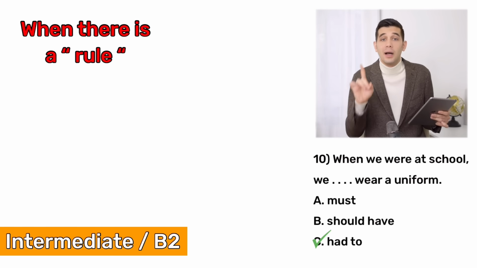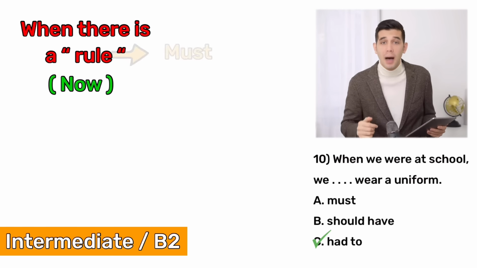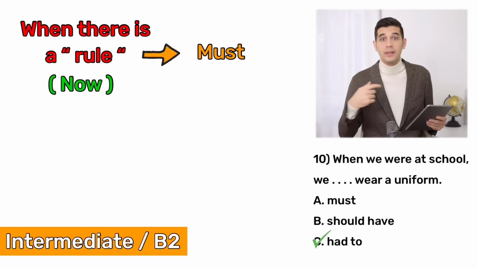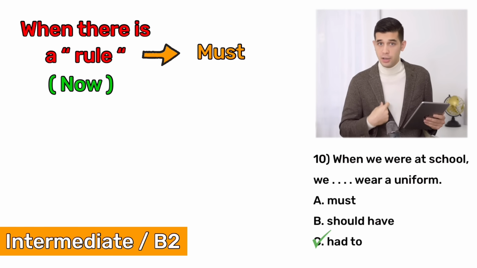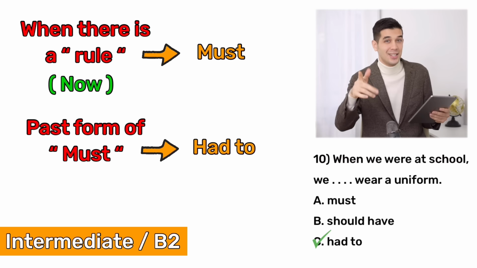When you want to talk about strong obligations now, in the present time, you use must. You must come with a uniform. You must wear a uniform. But the past of must is had to.